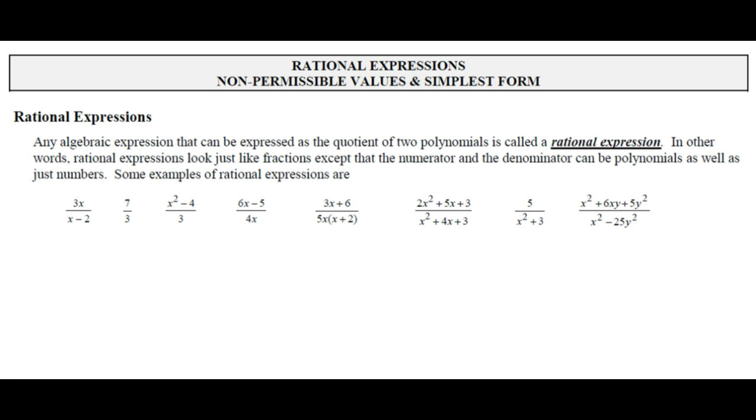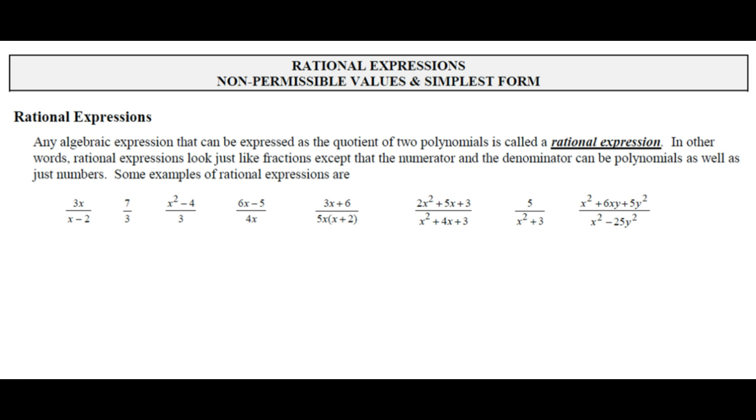So rational expressions, non-permissible values, and simplest form. Rational expressions: any algebraic expression that can be expressed as the quotient, so quotient is the act of doing what? Dividing, of two polynomials is called a rational expression. In other words, rational expressions look just like fractions, except the numerator and denominators can be polynomials as well as just numbers. Some examples. So 7 over 3 is a rational expression, right? Now normally we would just call that a fraction. Might even call that an improper fraction, right?